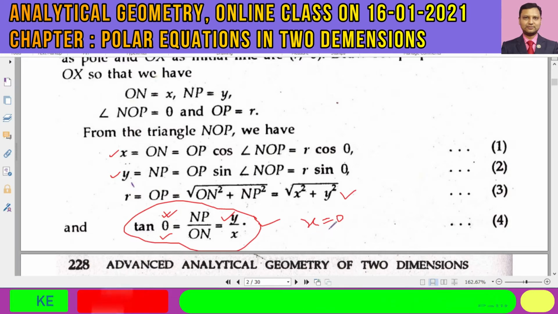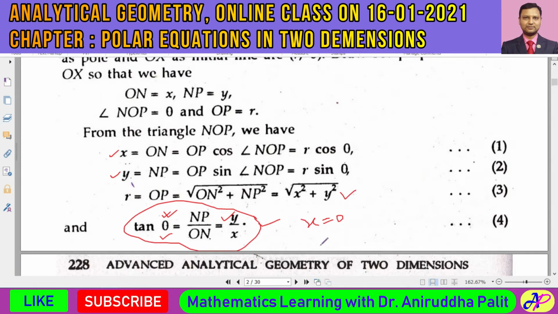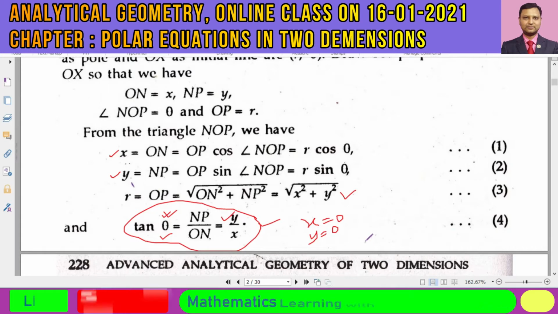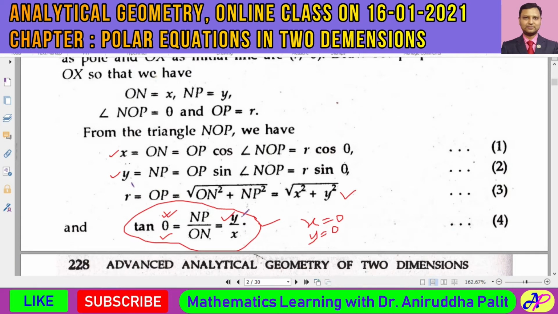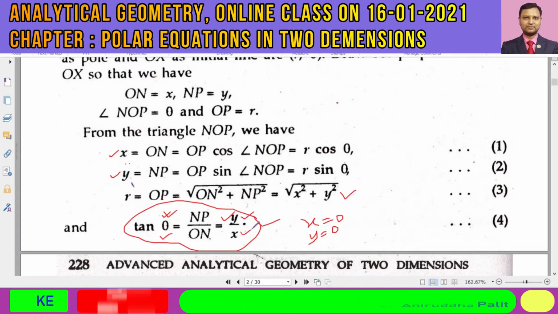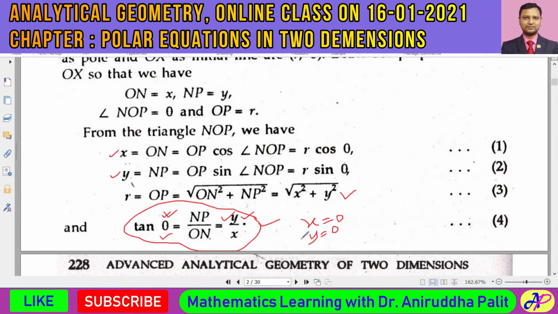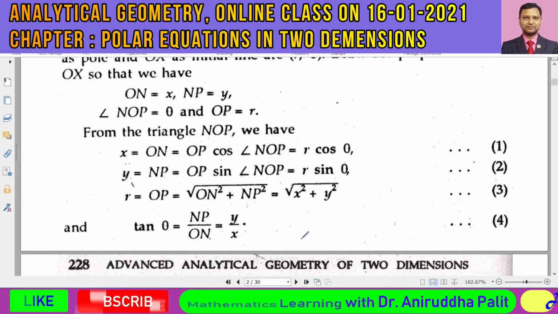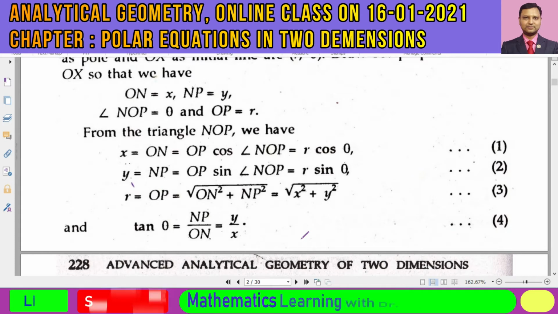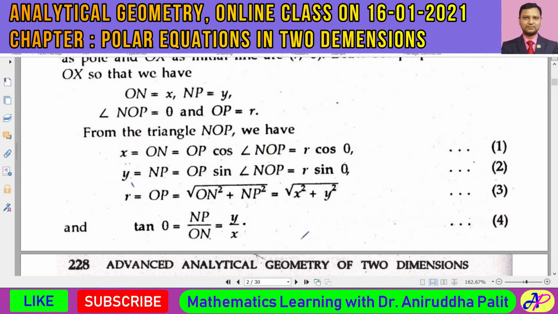The problem is that if along with x equal to 0, further y becomes equal to 0, then you see we have some quantity like 0 by 0. And what is the value of 0 by 0? That is not defined in any real analysis.